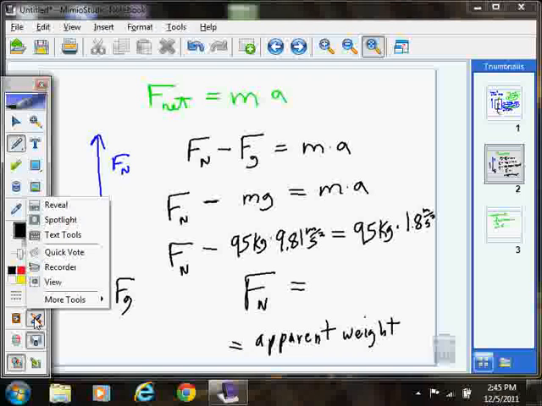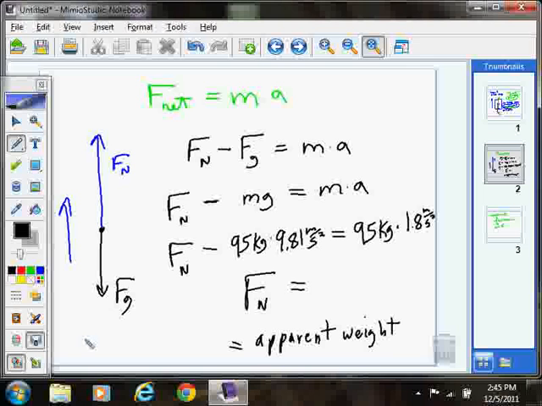It's negative. It shouldn't be negative. I got 1103. Yeah. All right. But they were using 3 sig figs. So it's actually 1.10 times 10 to the 3rd newtons.